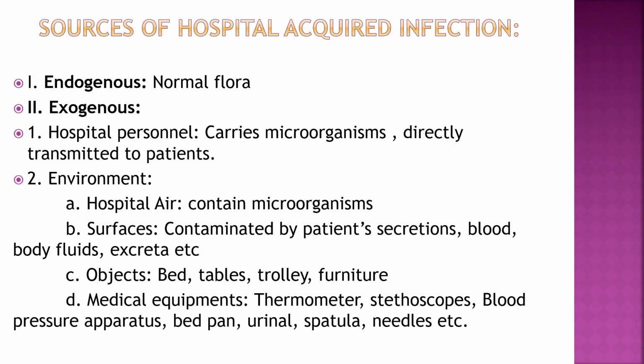Then second is the environment. First in that is hospital air, which contains microorganisms. Second is surfaces, contaminated by patient secretions, blood, body fluids, excreta. Surfaces and objects like beds, tables, trolleys, furniture, then medical equipment like thermometers, stethoscopes, blood pressure apparatus, bedpans, urinals, spatulas, needles, etc. These are all used for the patient, and if they are contaminated, they may cause infection to the patient.